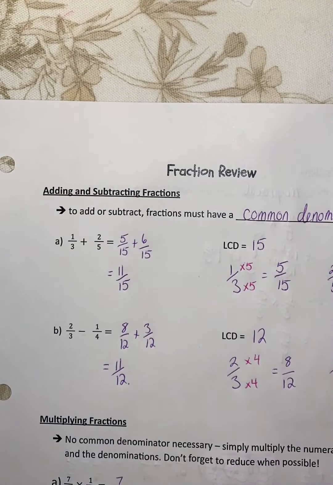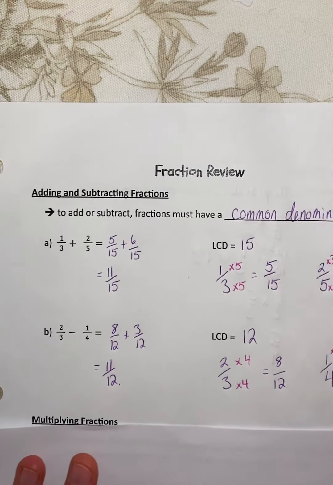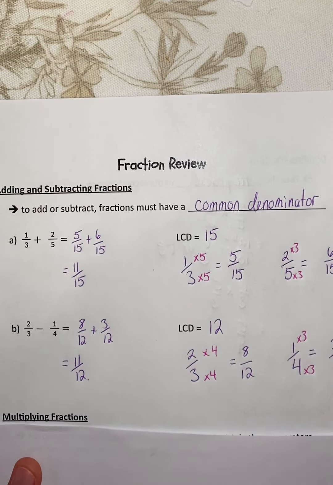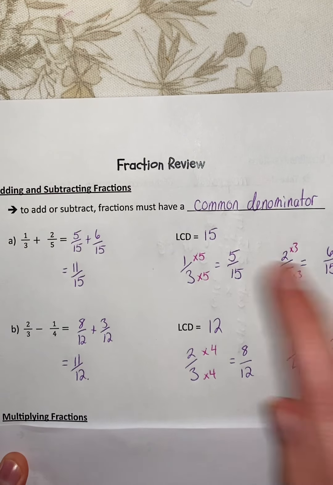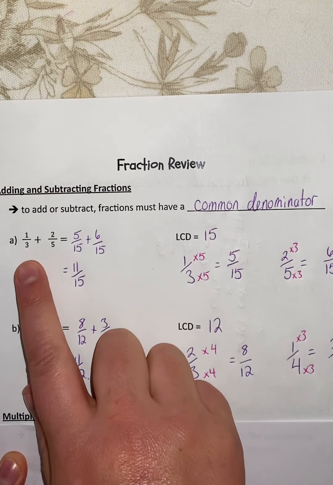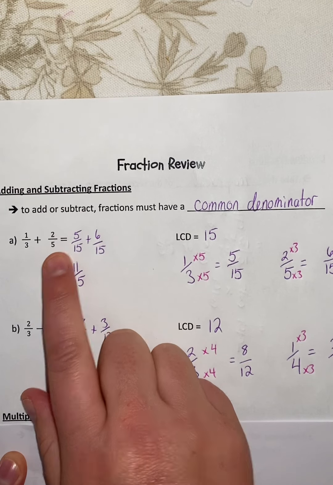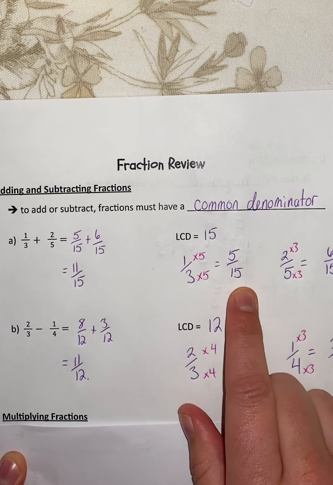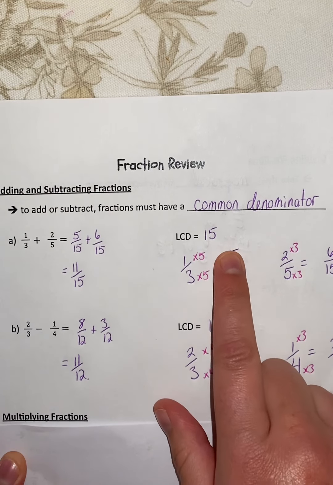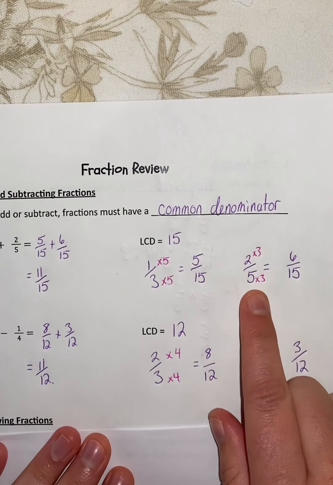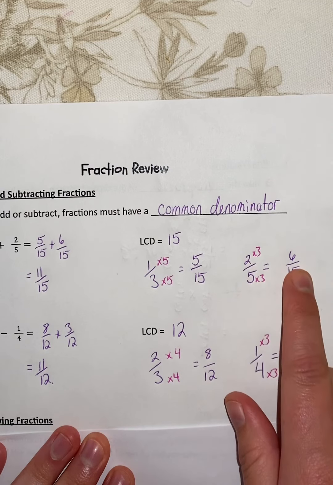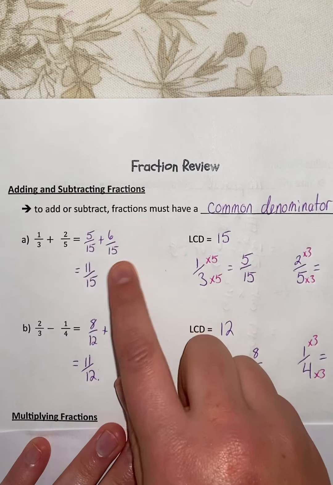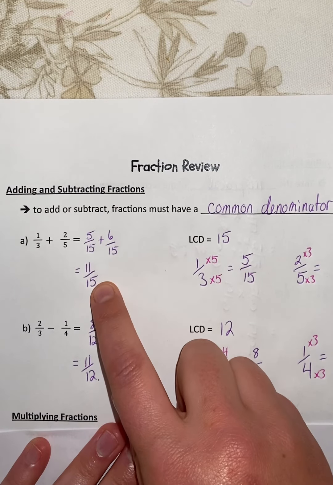So we got fraction review here. To add or subtract fractions, you need to have a common denominator, as you know, and the easiest one to work with is the lowest common denominator. So when we have 1/3 plus 2/5, our lowest common denominator is 15. To get from 1/3 to something out of 15, I have to multiply by 5, top and bottom. Same thing here. To get from 5 to 15, I have to multiply top and bottom by 3. And then I just add them up. 5 plus 6 gives me 11 out of 15.